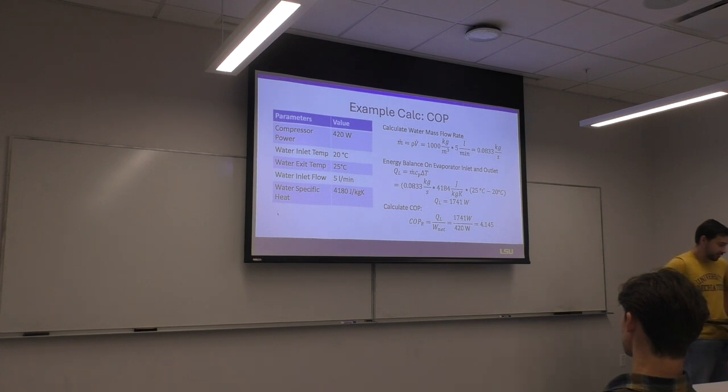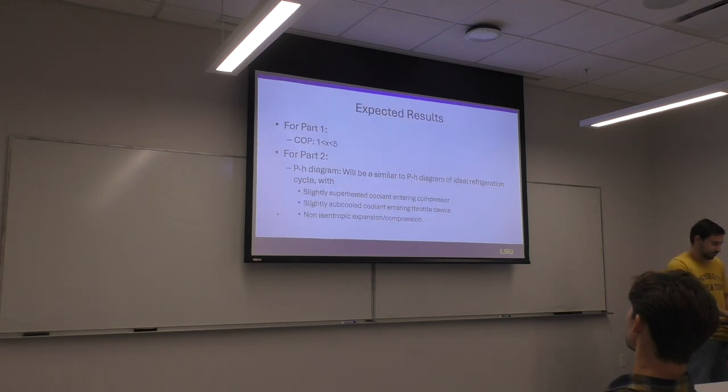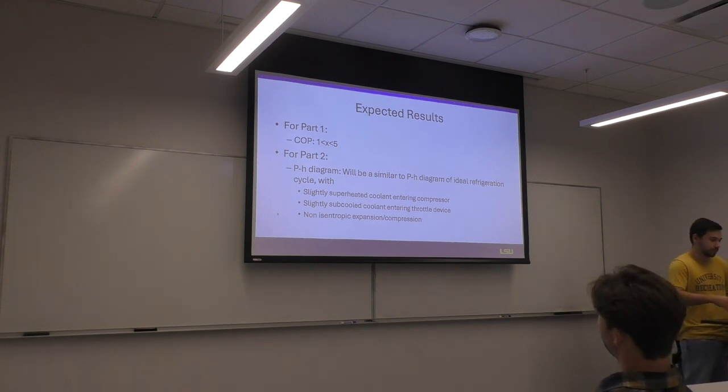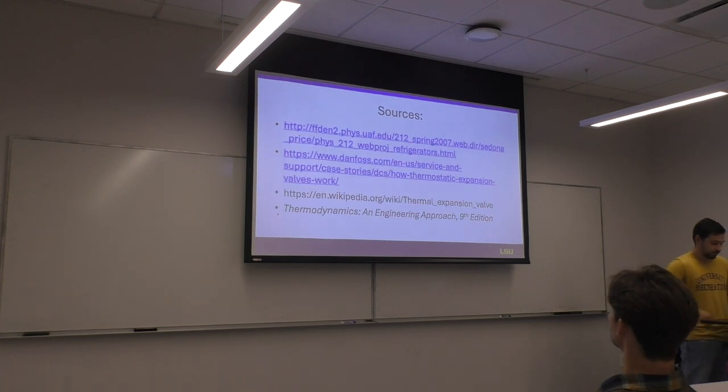This is an example of a COP calculation. We just took random values from somewhere, and you have to calculate the mass flow rate. Then you do an energy balance on the evaporator and on the outlet, and then you get the heat rejected from the evaporator, and then with your work in, you can calculate the COP from there. And we expect a COP between 1 and 5. That's typical. 5 is really good, 1 is useless. And our pH diagrams look similar to the ideal refrigeration cycle, with differences because of real life laws. Okay, that's it.